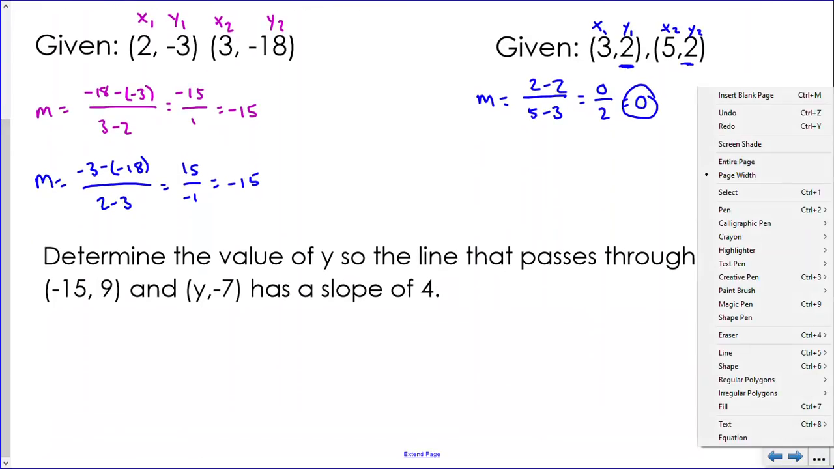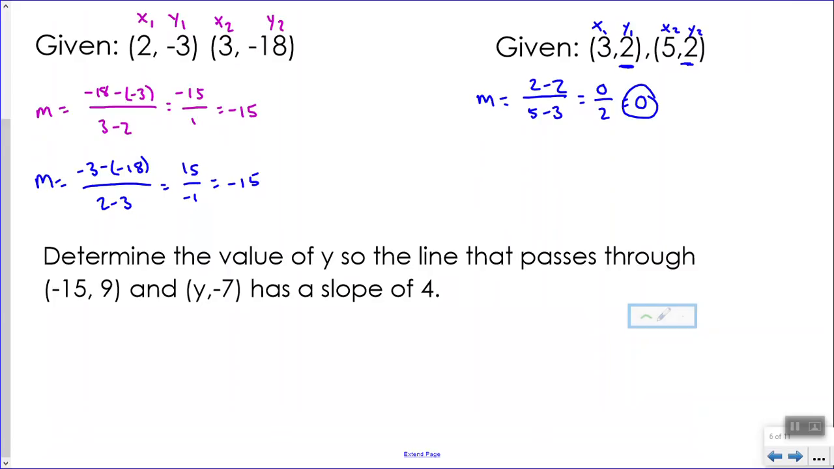We can use our slope formula to answer questions like the next one. We have two coordinate pairs, but one of the coordinates is missing. And we know that the slope of the line through these points is 4. I can use my formula to set up an equation that I can then solve for the missing value. If my slope is 4, instead of writing m equals and then my formula, now we're going to say 4 equals. We put in our coordinates, we have -7 minus 9 all over y minus -15.